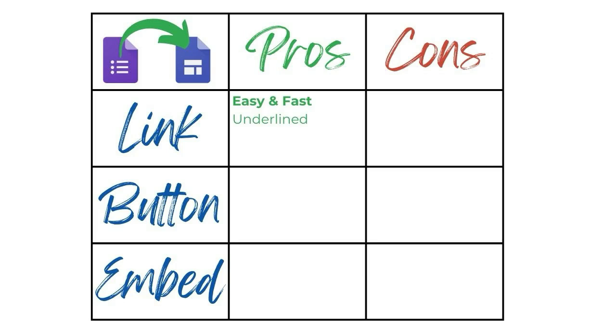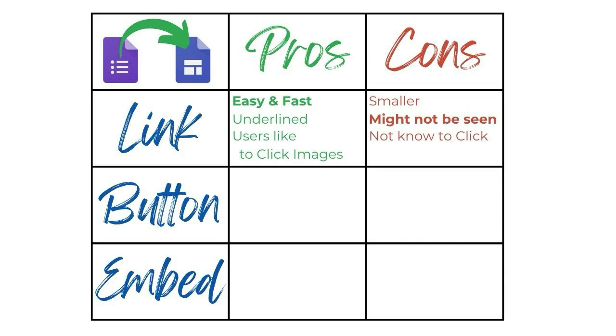The pros and cons of each option. A text link is the easiest and fastest way to allow others to click on your form. On websites, hyperlinks are usually underlined to make them stand out, but they are smaller than the other options and still might not be seen easily. An image link is great because people love to click on images. The disadvantage is that many people may not know it's a link and may not know it's clickable and therefore may not click on it.